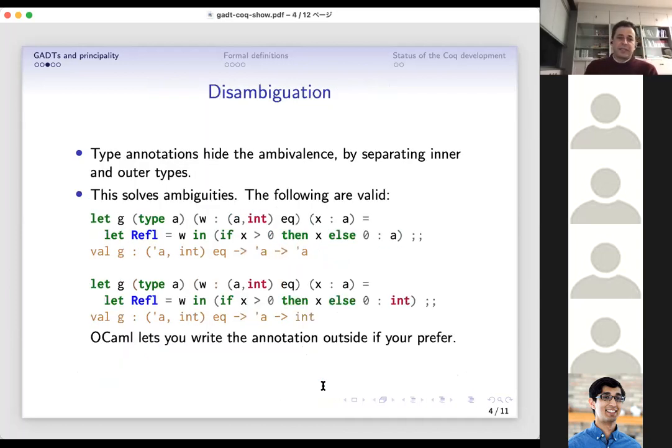Of course, the user can solve these ambiguities by adding type annotations, which work in this context by separating inner and outer types, and in this way, hiding the internal ambivalent type. So here, for instance, I can write the annotation on the if then else construct, either return A or int, and this works in both cases. Of course, for cleaner programming, OCaml lets you write the annotation outside, but this is another story.